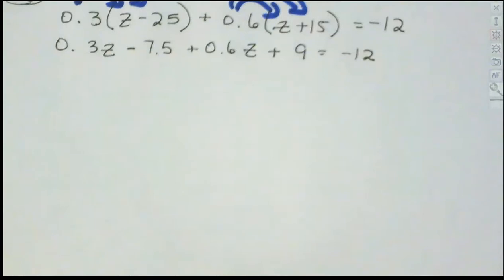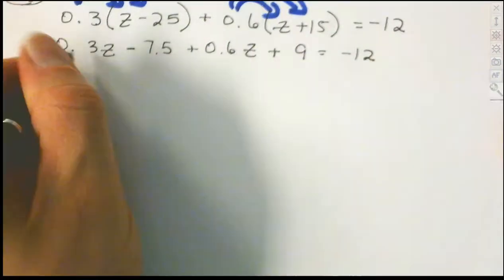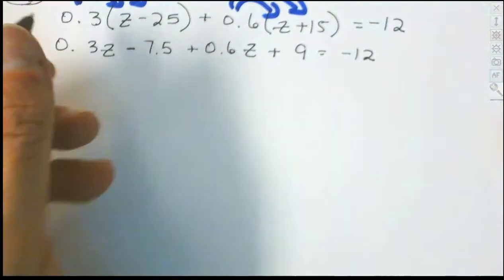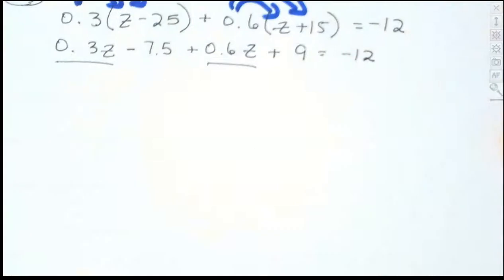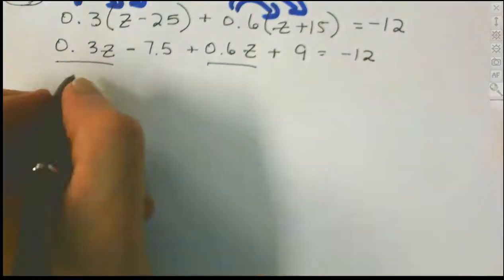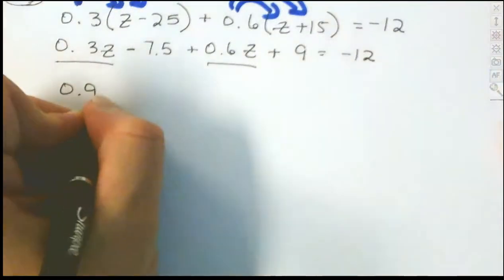Now we can go ahead and combine. Use your calculator if you need to. Or you can do these mentally. It doesn't matter. Z's, we'll do the variables first. So 0.3, 0.6, add them together. 0.9z.